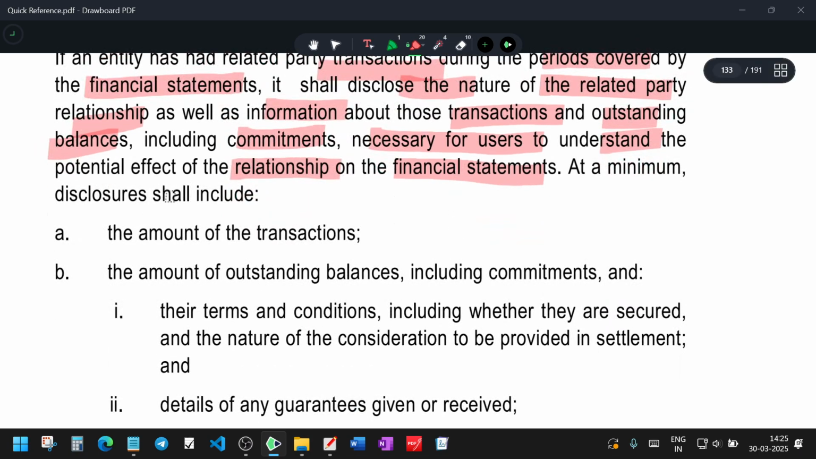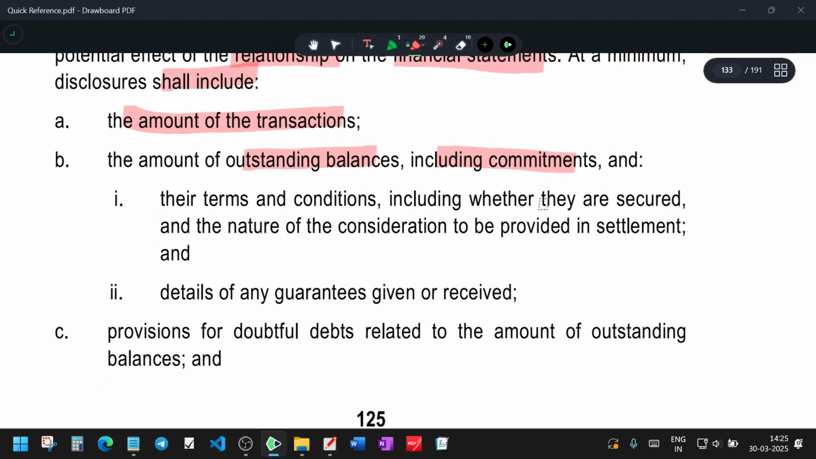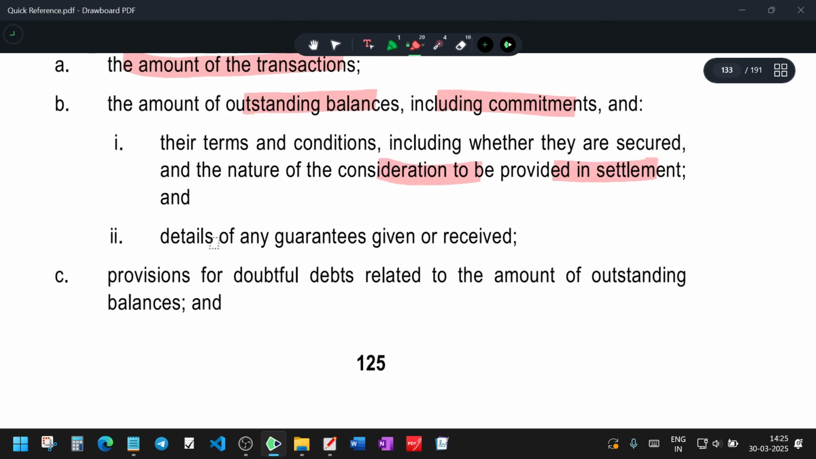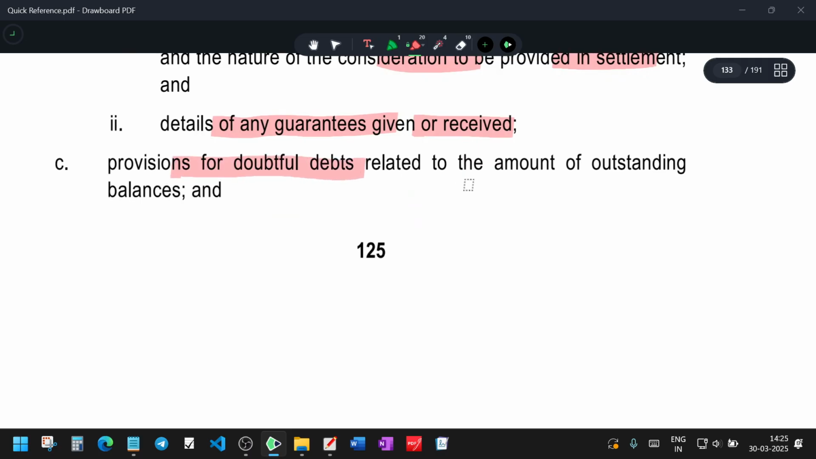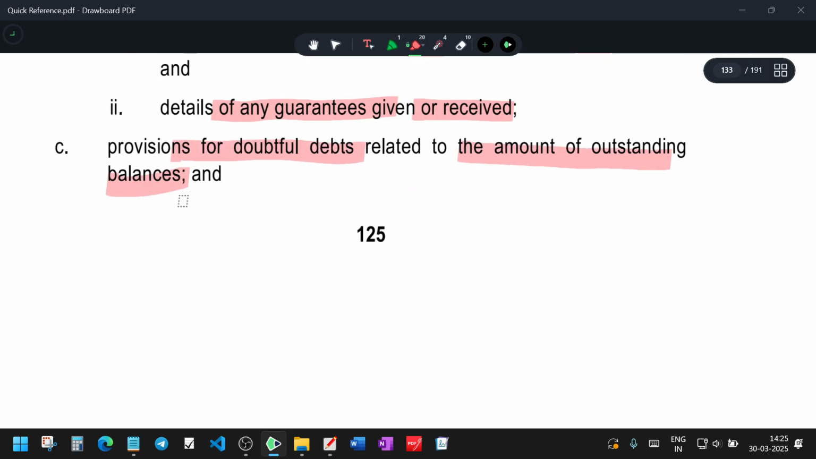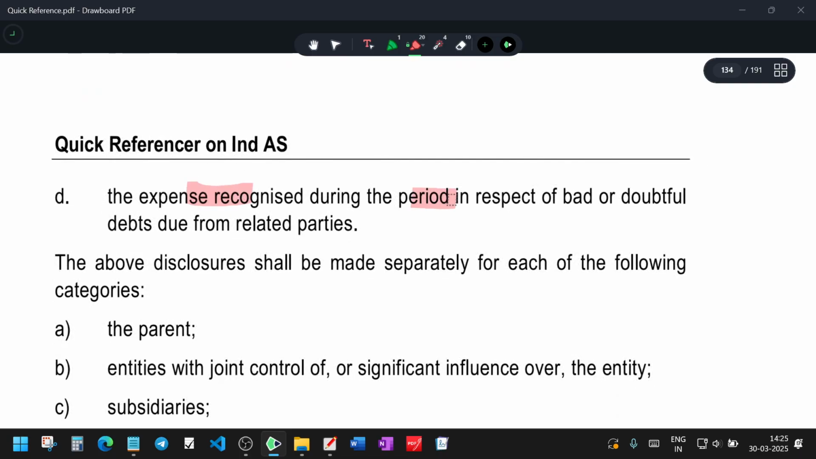At the minimum, disclosure also includes the amount of the transaction, the total amount of transactions in the financial year, and the amount of outstanding balances including commitments. The terms and conditions include whether they are secured and the nature of consideration to be provided for settlement, the details of guarantees given and received, and the provision for doubtful debts related to the amount of outstanding balance should also be mentioned. The expenses recognized during the period in respect of bad and doubtful debts due from related parties.